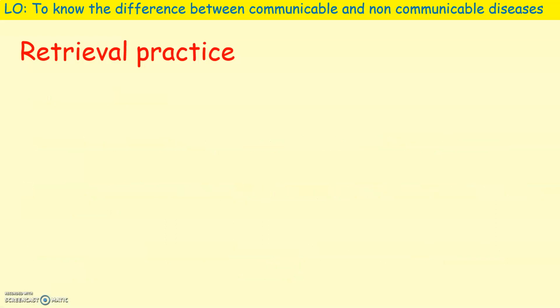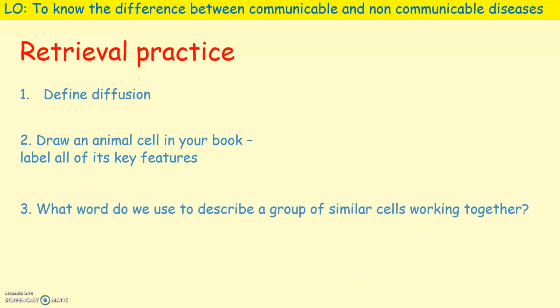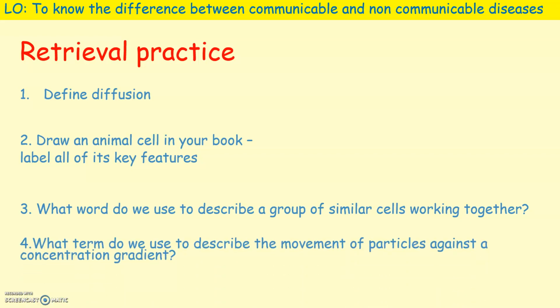Okay. Get your green pen ready so we can go through the answers together. Green pen shows progress. Okay, amazing. Well done. Question 1. Define diffusion. Question 2. Draw an animal cell in your book. Label all its key features. Question 3. What word do we use to describe a group of similar cells working together? Question 4. What term do we use to describe the movement of particles against a concentration gradient?